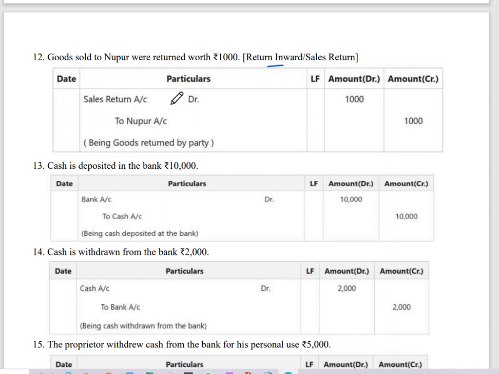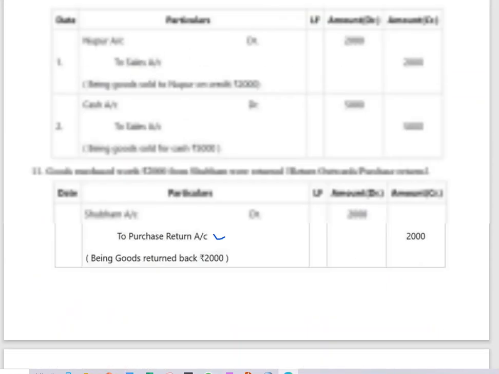As per the dealer concept, if revenue is reducing, that should be credited. But here, sales is a revenue item, but when we are receiving the goods back, it is a form of loss for us, hence we are debiting it. And in Nupur's account, where she had to pay us some amount, we are crediting that to show that she doesn't need to pay that much anymore.